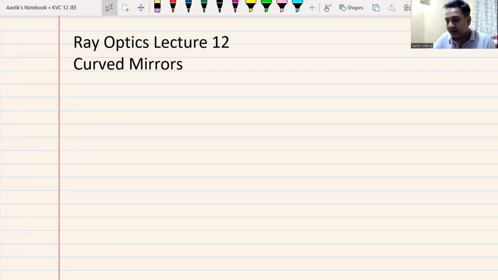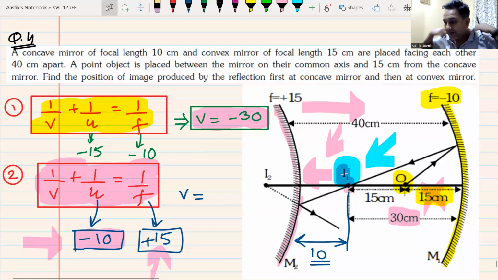In the last class, if I remember correctly, we were discussing questions based on reflection from two or more than two mirrors, and I told you that the maximum you can get in a JEE Advanced paper, I'm not talking about JEE Mains, the most difficult question you can get is reflection from two mirrors. This will again come when you have a lens and a mirror combined, and that time it becomes more interesting. This year JEE Advanced had two lenses combined.